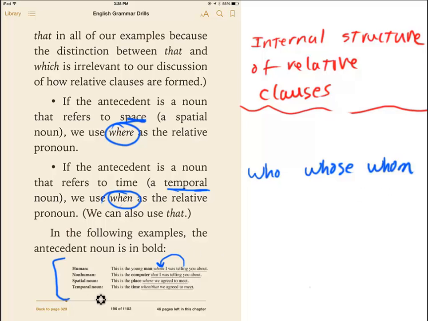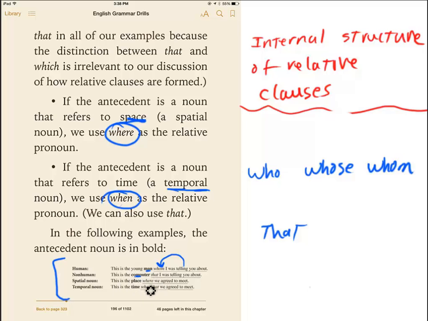This is the computer. This is obviously non-human. It's a computer that I was telling you about. So we use that because the antecedent is not human. Man is human. Computer is not. So we use that.